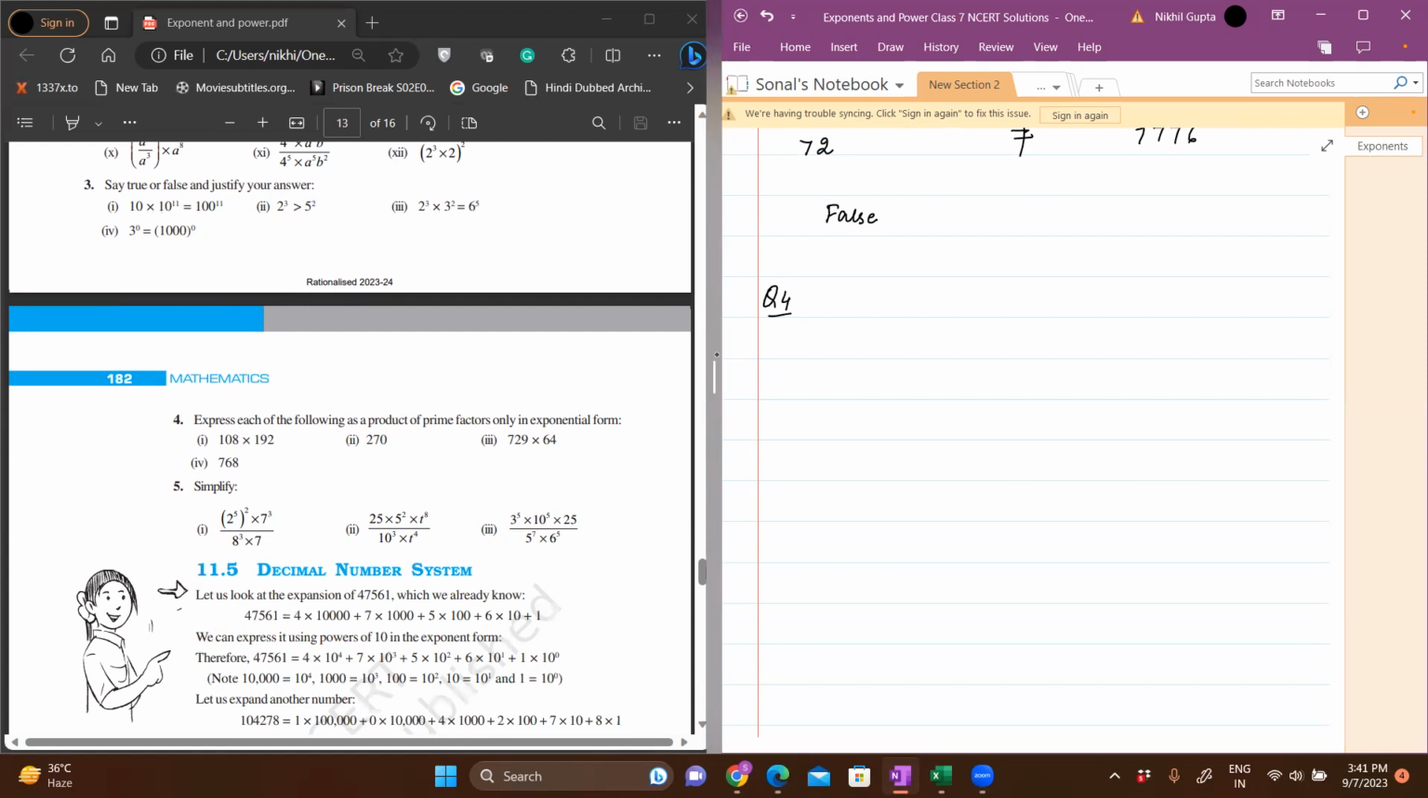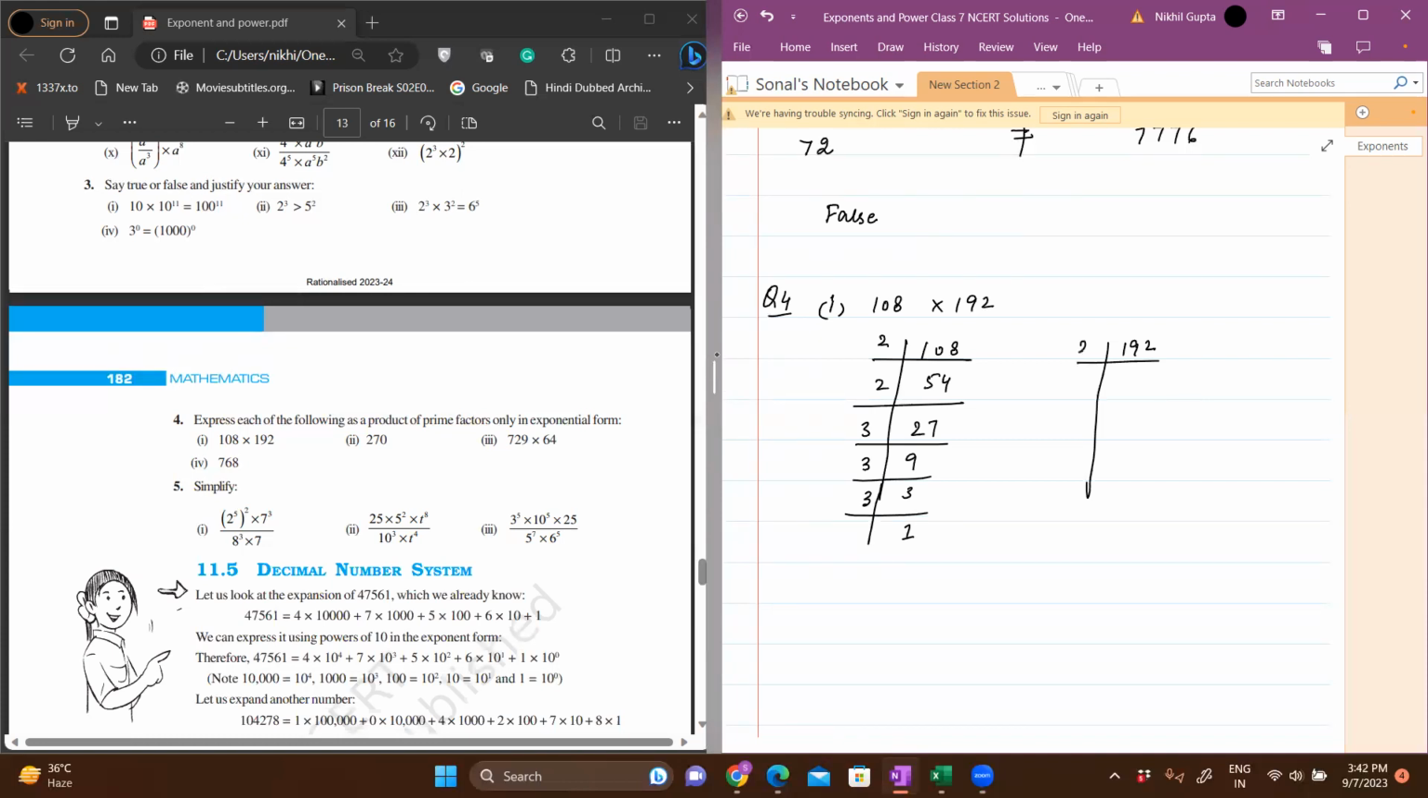Question 4 says, express each of the following as a product of prime factors only in exponential form. I'm taking the very first part, that is 108 into 192. We can do the prime factorization of 108 as well as the prime factorization of 192. So this will be 2 into 54, 2 into 27, 3 into 9, 3 3s are 3 1s.